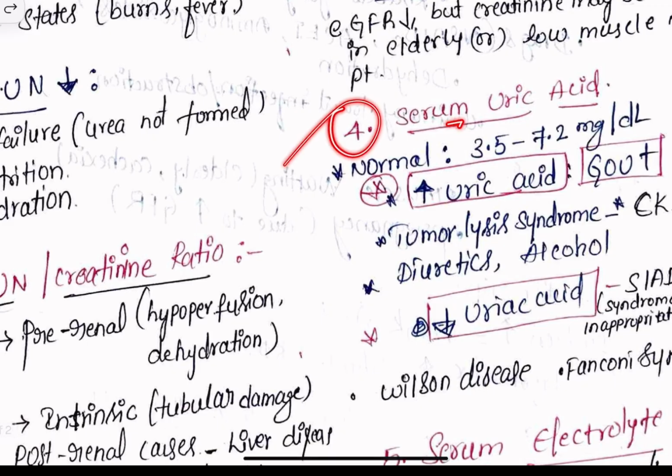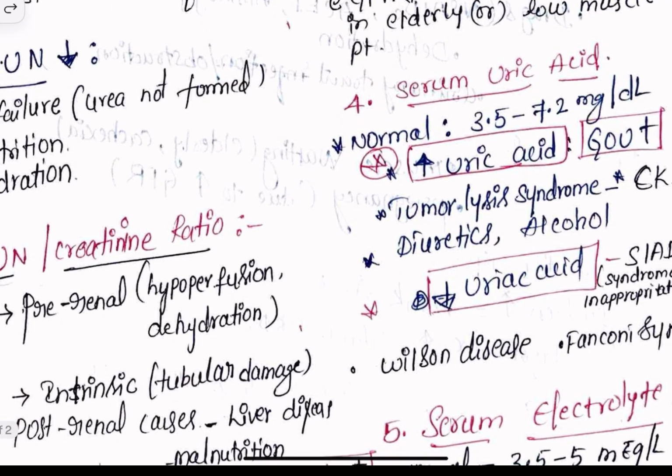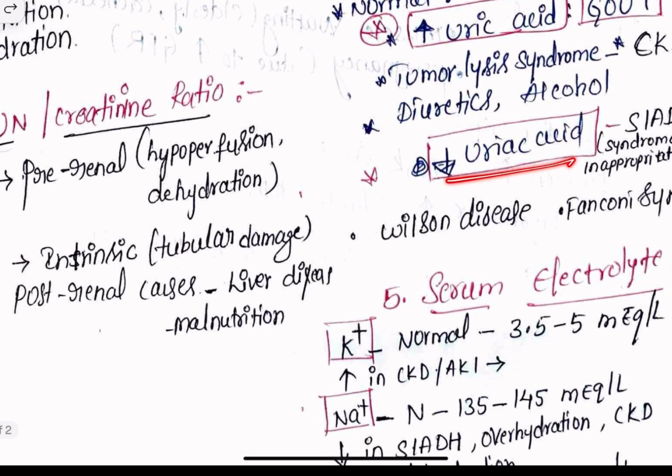So the next point is serum uric acid. The normal value is 3.5 to 7.2 mg per dL. If the value of uric acid is increased, it is going to cause gout, arthritis can also be seen. It is also seen in tumor lysis syndrome, CKD, diuretics, and alcohol can also cause an increase in uric acid. Decrease in uric acid is seen in SIADH, syndrome of inappropriate ADH. Wilson disease and Fanconi syndrome are also examples.